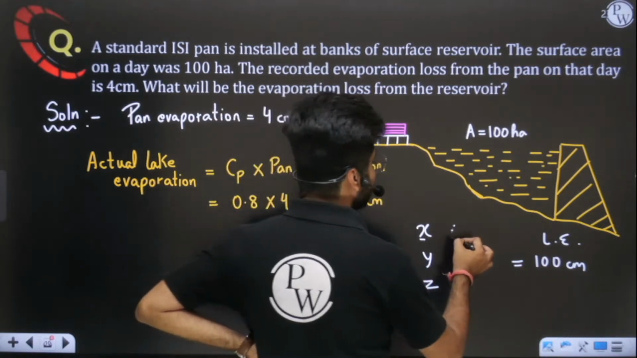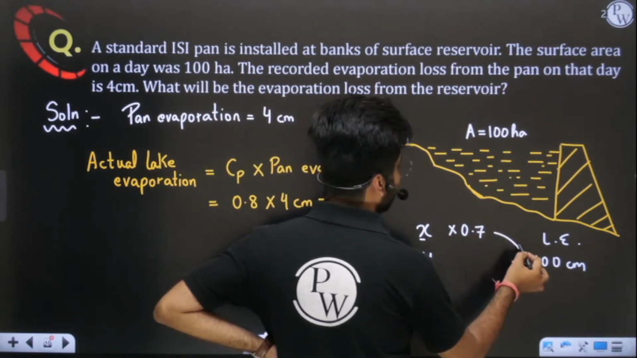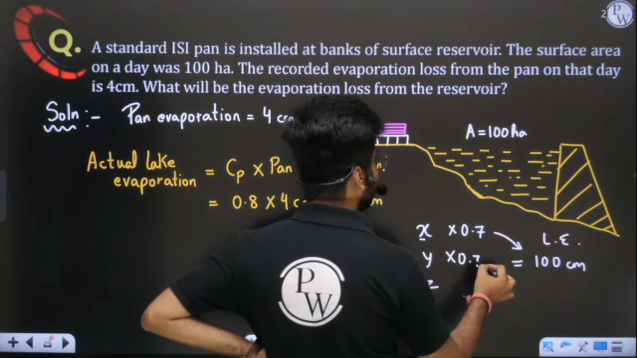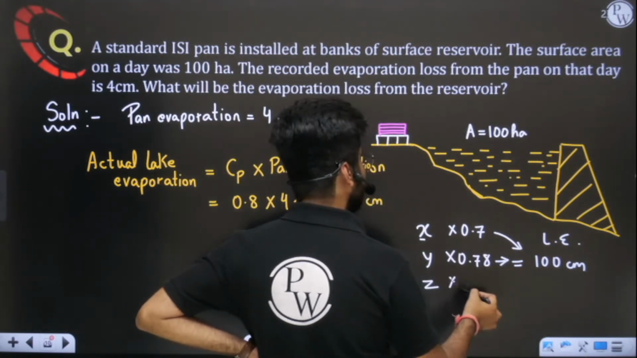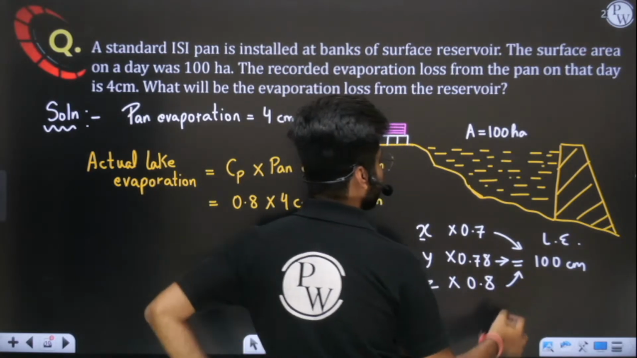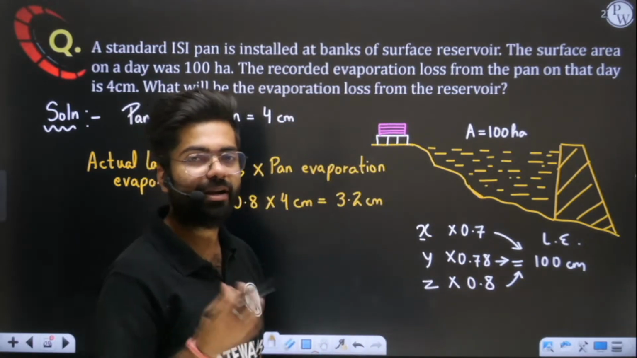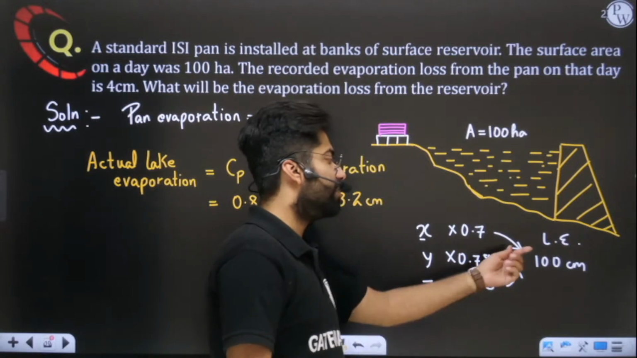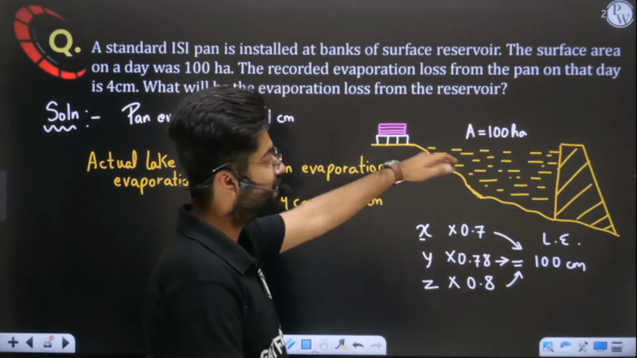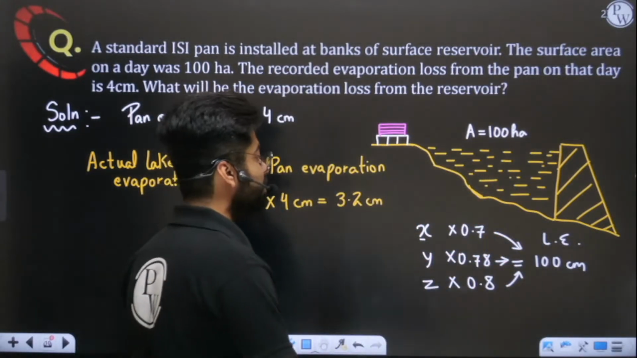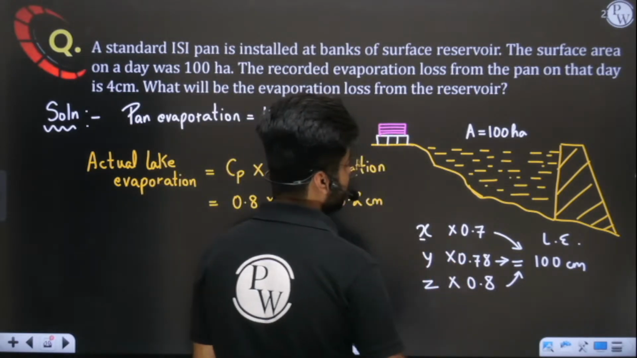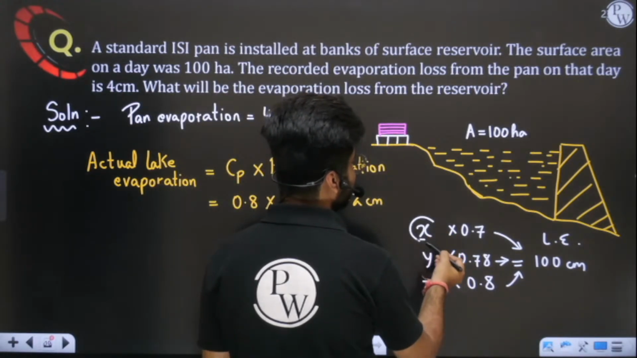You multiply this by 0.7 to get 100. You multiply this by 0.78 to get 100. You multiply this by 0.8 to get 100. No matter what you multiply by, 0.7, 0.78, 0.8, you will get 100. Lake evaporation will be the same every time. But tell me which value will be highest here. If you see, X will be highest.